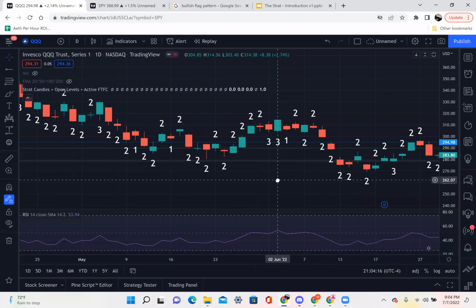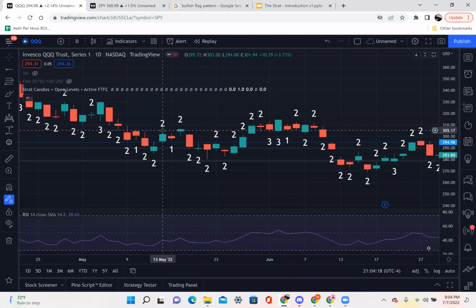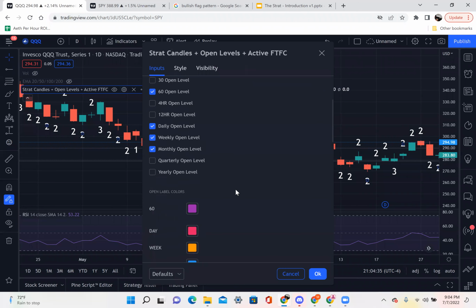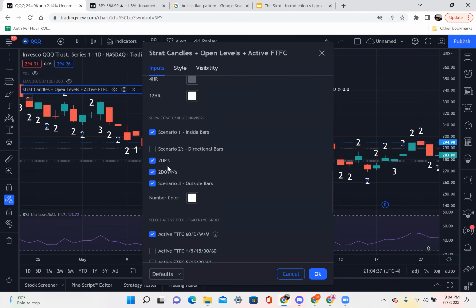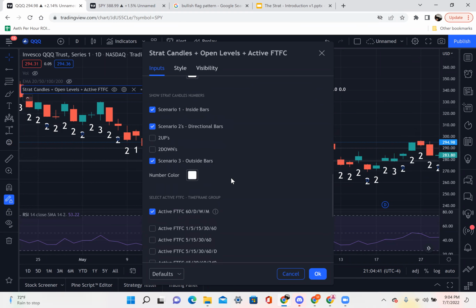So let's just look for a Strat pattern real quick. You can see that this was a 2-1-2: a 2 up, a 1, 2 up. It's a little clearer like that. You can see that this was a 2 up, 2 down reversal. All right, so let's go back to the settings. I'll put it back how I normally have it with the scenario 2s.